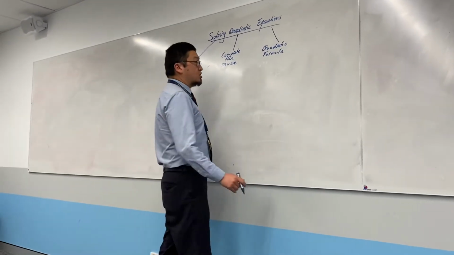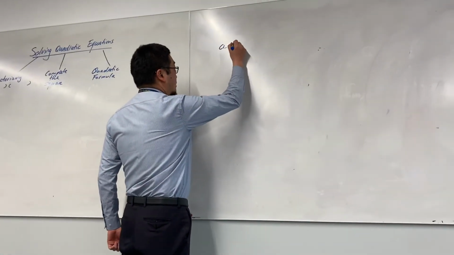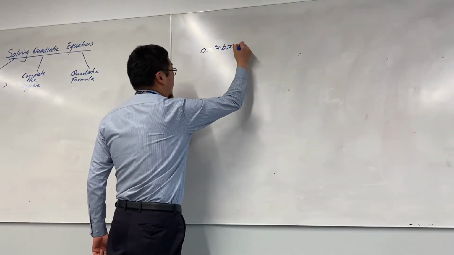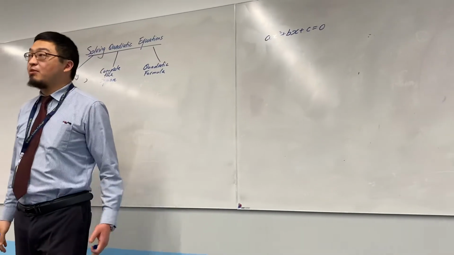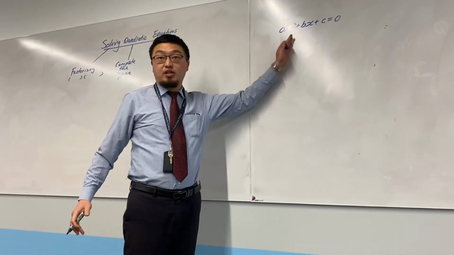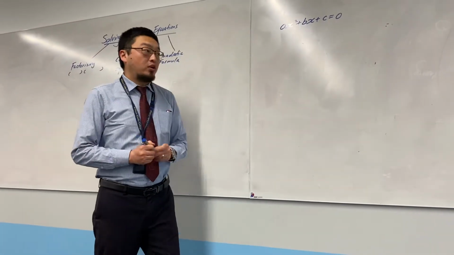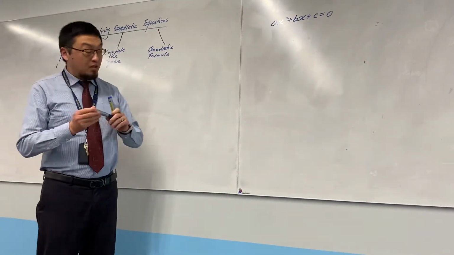Before we do that, I'm going to write down here: ax squared plus bx plus c equal to 0. In the investigation task, some of you have already seen this style. ax squared plus bx plus c equal to 0. So what we are going to do today is derive the quadratic formula.